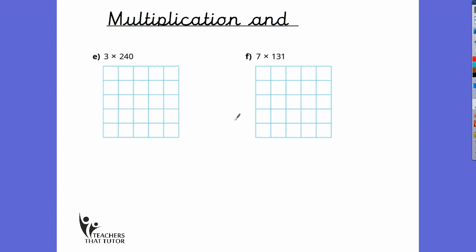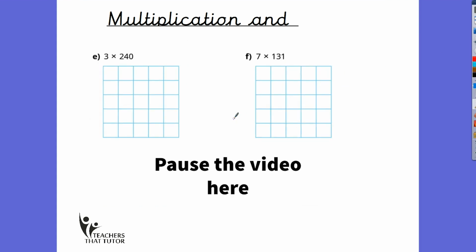Okay, 2 more to have a go at. So, have a go at these ones on your own. See if you can make sure you lay them out correctly. 3 times 240, 7 times 131.